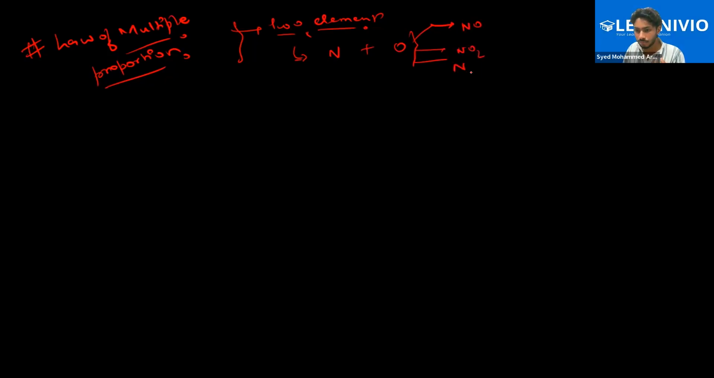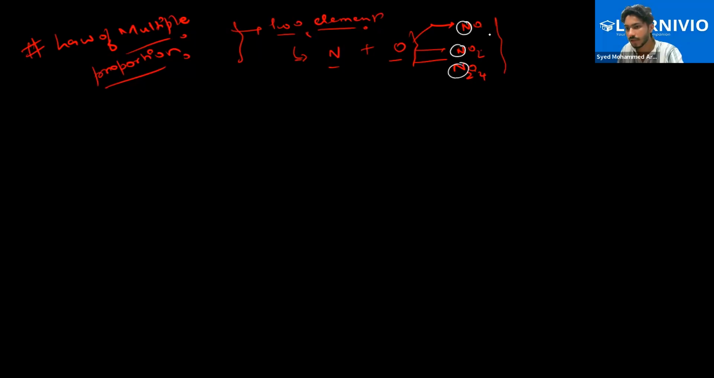Like N2O2, is that possible? No. Yes, this can be N2O4. Yes, true. So these types of compounds I can make. How many compounds? More than one compound. From these two elements, I can make more than one compound. But what is the key point? What is the key concept here? The key concept lies in my nitrogen, the fixed mass.